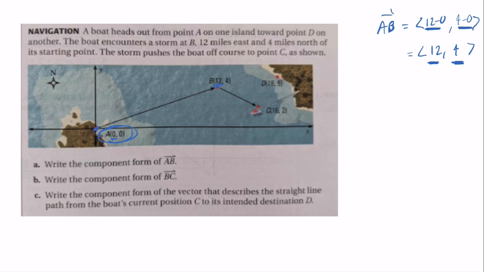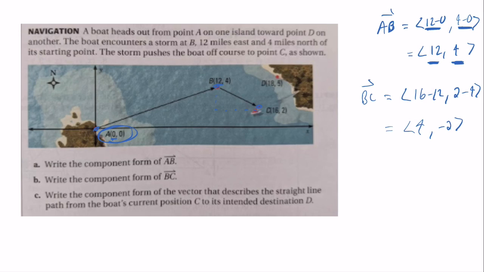Write the component form of vector BC. So BC, same thing. B to C, my horizontal movement, I ended up at 16 from 12. My vertical movement, I ended up at 2 from 4. So that would give me a horizontal movement of 4 to the right, which is exactly what you can see here. And 2 minus 4 is -2. So my vertical movement is down 2, which is exactly what you can see there.